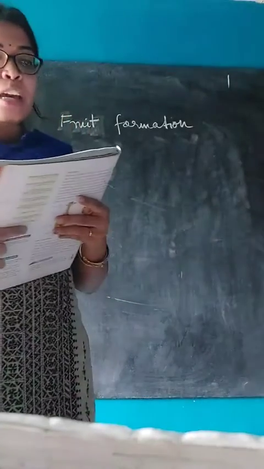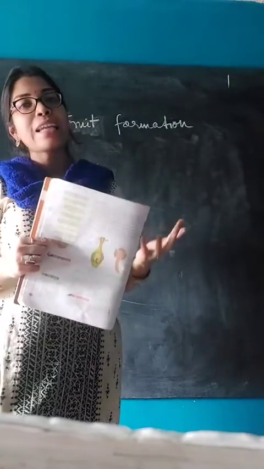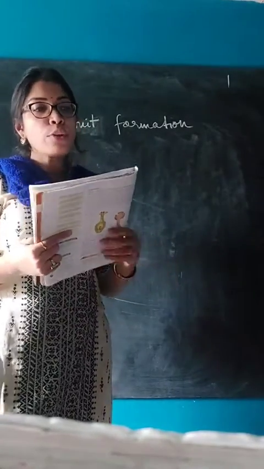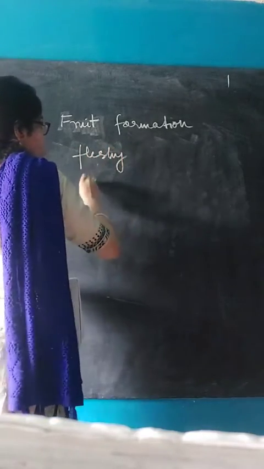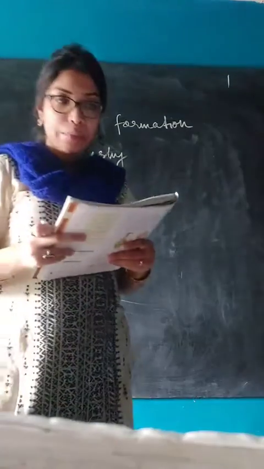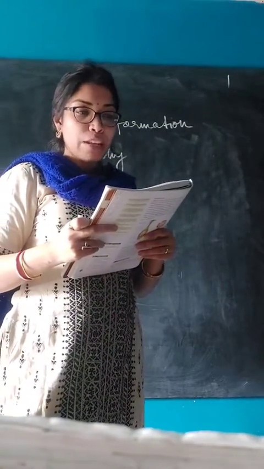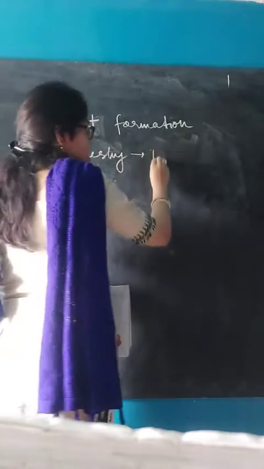A fruit is a ripened ovary that contains one or more seeds. So a fruit can contain one or more seeds. A fruit can be fleshy or dry, depending on the wall of the ovary. The wall of the ovary can be fleshy, as in papaya. So the example of a fleshy fruit is papaya.